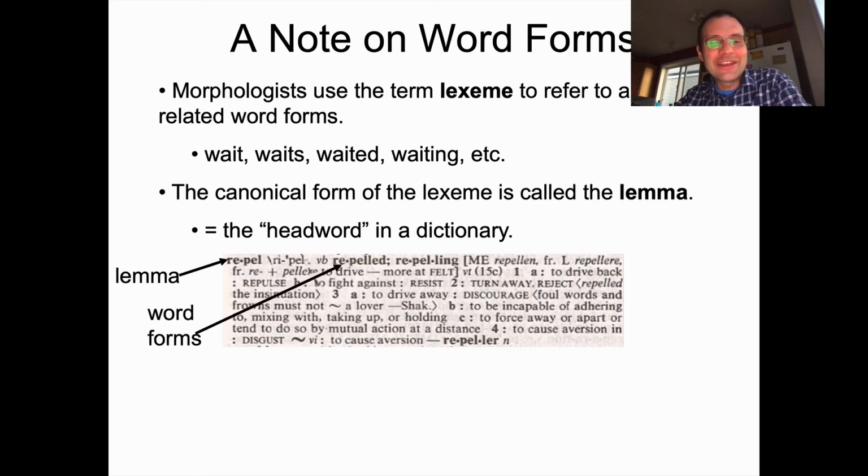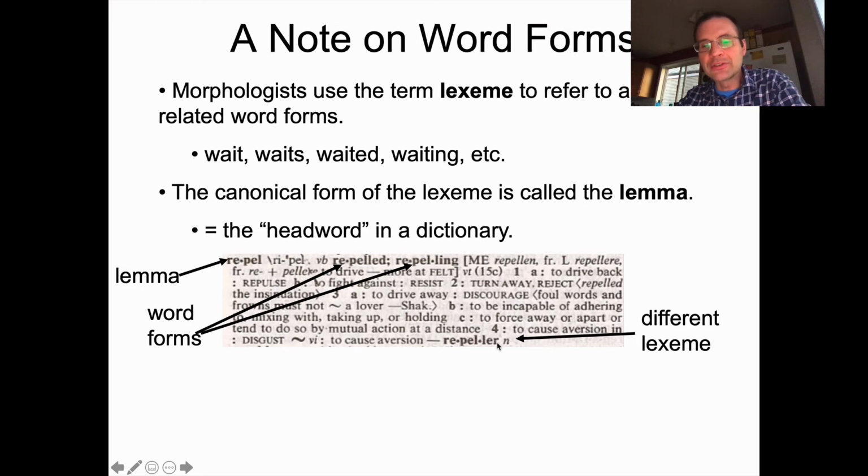So each one of these here is a word form. This is the lemma, and I guess this one is a word form as well, but it's a special one because it's the canonical form of the whole lexeme, and this is a different lexeme by itself, repeller. So we can add different inflectional affixes to this one, like repellers, to get the plural form of this word, and that would be a new word form for a different lexeme.